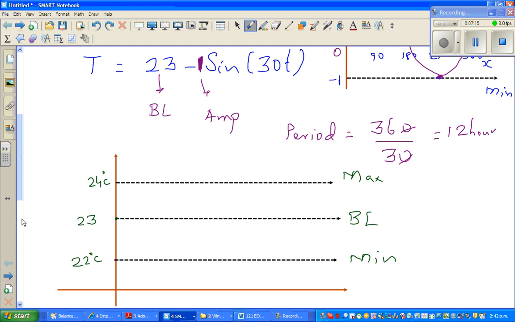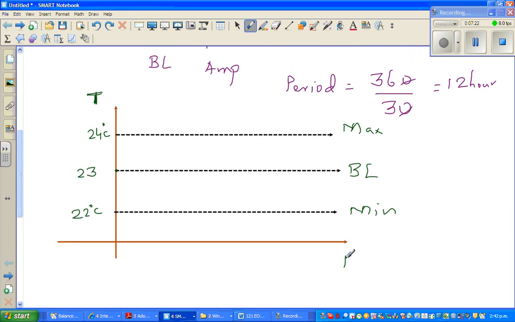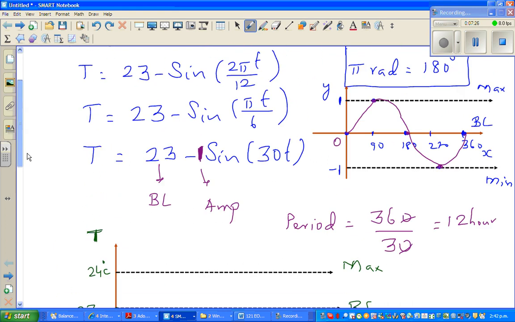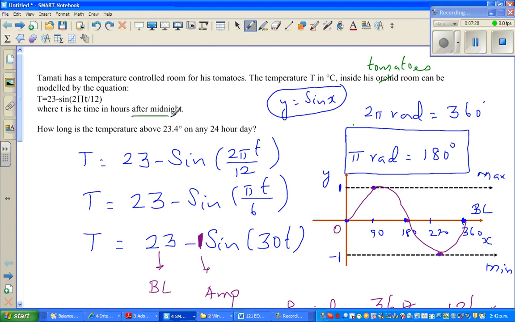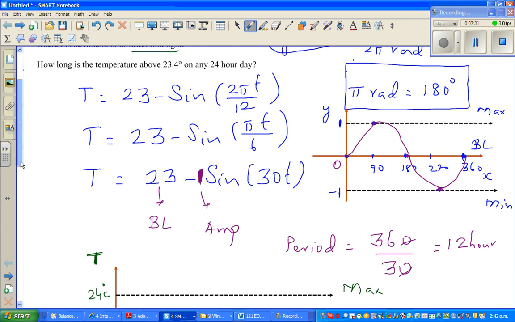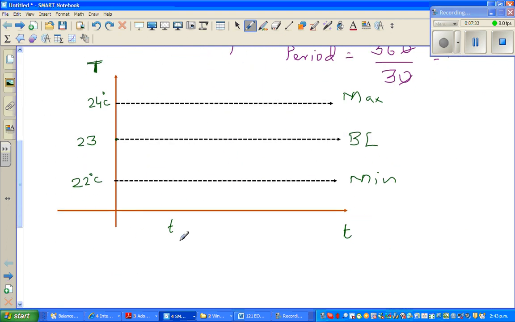Okay, now you've got a period. This is the temperature T on the y-axis, and this is small t, time. Time after, what does it say? Time after midnight. So on this t x-axis, we've got time after midnight. It's always good to draw that. So this is temperature in degrees centigrade.